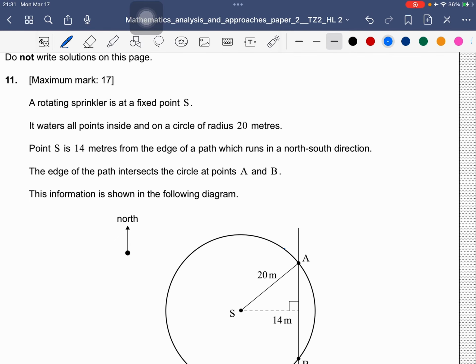Okay, question number 11. There's a rotating sprinkler at the fixed point S. It waters all points inside and on the circle of radius 20 meters.